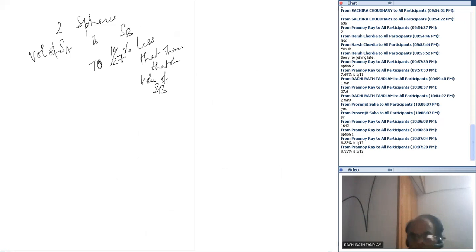Do this question. There are two spheres. Volume of sphere A is 7 10 by 27% less than that of volume of sphere B. The radii of the two spheres are in what ratio?